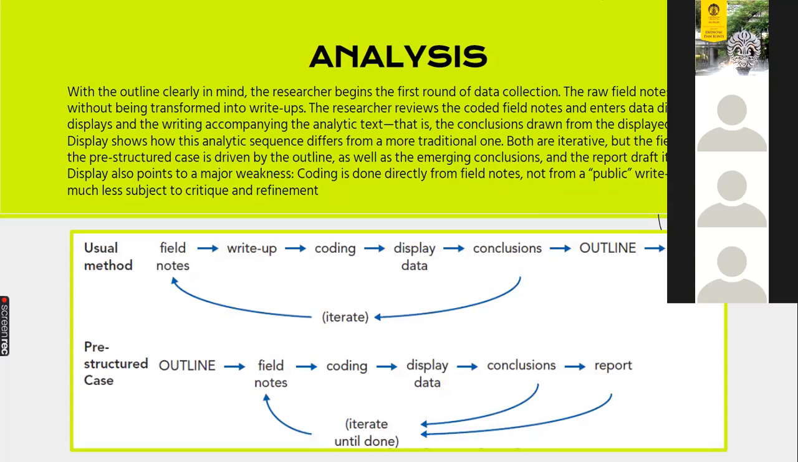So with the outline clearly in mind, the researcher begins the first round of data collection. The raw field notes are coded without being transformed into write-ups. The researcher reviews the coded field notes and enters that data directly into displays, writing the accompanying analytic text, that is, the conclusions drawn from the display data. This sounds similar to the usual method that we use for reporting on progress, but as we can see on the display below, the differences between the usual method and the pre-structured case that we are going to use here can be seen in this display.